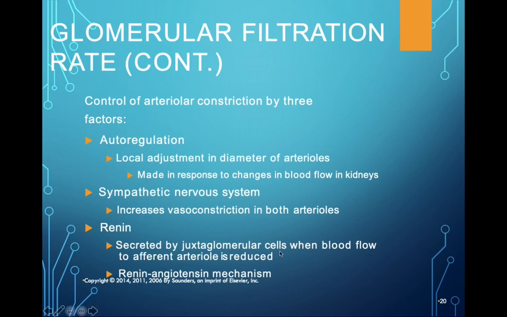So the sympathetics are involved. They can vasoconstrict, and renin is secreted by the juxtaglomerular cells. I think I showed on that other picture where the afferent arteriole is and the distal convoluted tubule, we have the juxtaglomerular cells. So renin is actually secreted in that portion of it. And that's involved with the RAS system, the renin, angiotensin, aldosterone system.